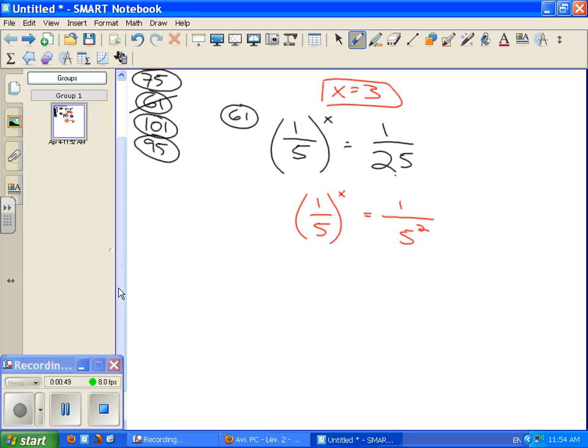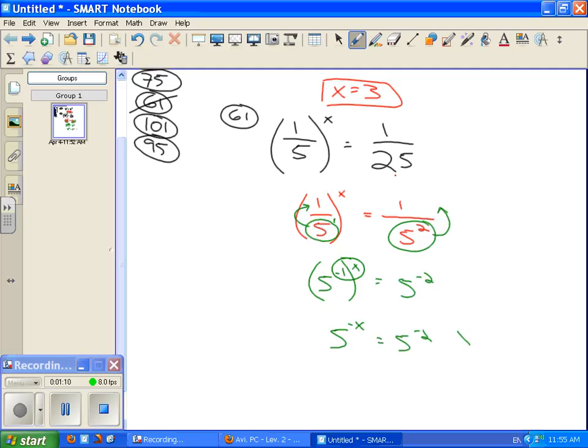So if I take this 5 and move it up here, what happens to the power on it, which is a 1? So a negative. So I'm going to have 5 to the negative 1 to the x. What do you do with a power to a power? Multiply. So this is 5 to the negative x. Now down here, if I do the same thing and move this up here, 5 to the negative 2. So I have 5 to the negative x equals 5 to the negative 2, so x has to equal 2.